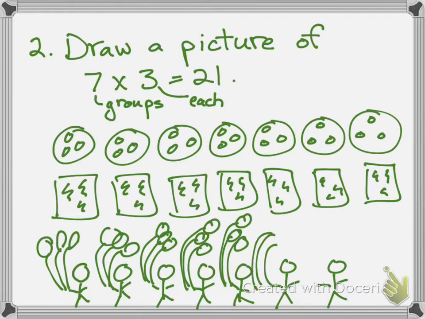So for this one, I could be drawing balloons. I could have 3 snore signs coming out of each person. I could have a pizza with 3 pieces. I could have a tricycle. So I could have 7 tricycles and each one has 3 wheels. So as long as you have 7 distinct groups and you can see 3 of something in each group. Okay, all right, on to the next page.